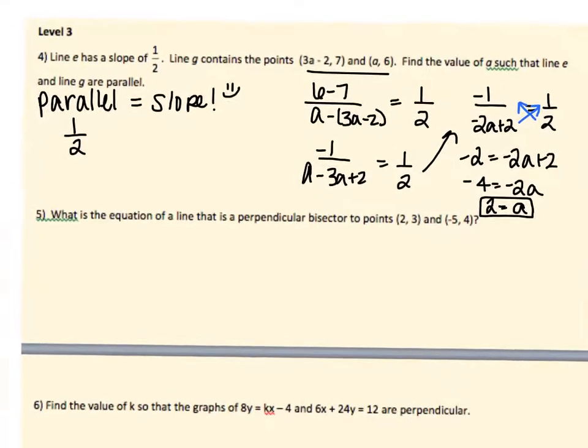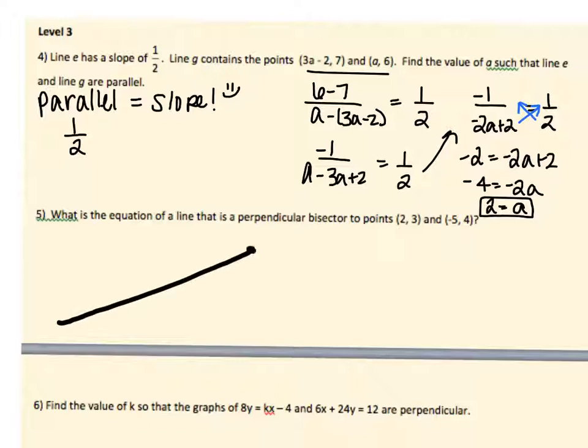Okay, number 5. It says, what is the equation of a line that's a perpendicular bisector to these 2 points. So we've done a couple of these first semester. Just wanted to recap with you and kind of bring it back because it is relative to what we're doing now. So remember perpendicular bisector.